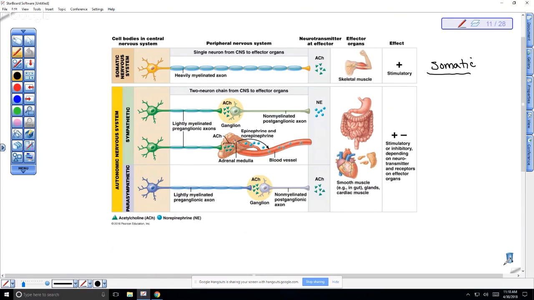Okay. And then the parasympathetic, ACH. Sympathetic, NE. What does NE stand for? Norepinephrine. And then they have stimulatory or inhibitory effects depending upon the receptors that they bind to.